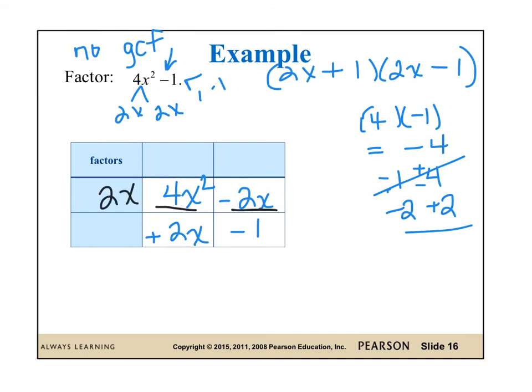Greatest common factor there is 2x. Greatest common factor here is 1. Greatest common factor in the first column is 2x. Greatest common factor in your second column is negative, because they're both negative, 1. And because this number times this number has to be negative 1, we're pretty sure that one's going to need to be positive because both of these were positive.